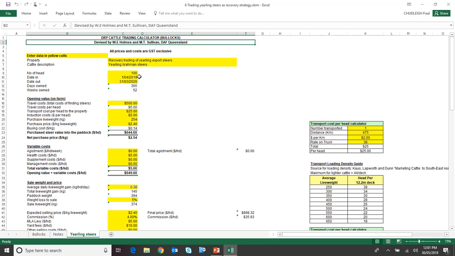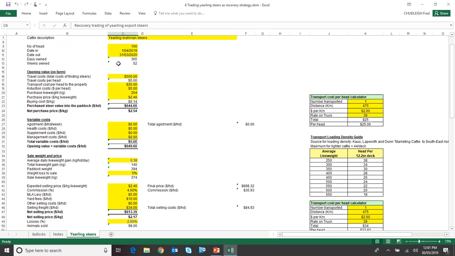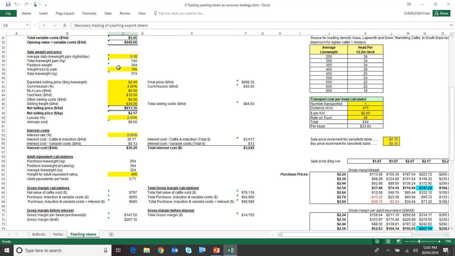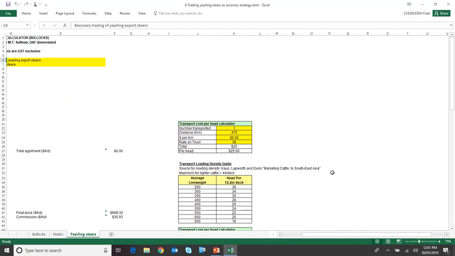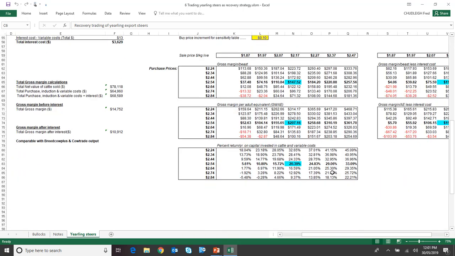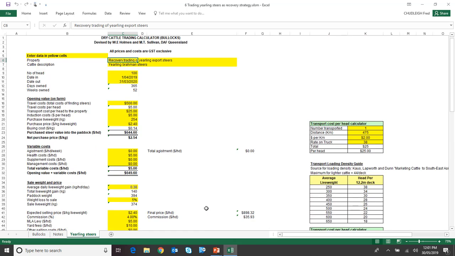We've got this normal sort of linear approach to doing the calculations, and over to this side we've got transport cost calculators and things like that, and tables to look at the sensitivity of the results. So let's start at the top. We can enter data in the yellow cells, recovery trading of yearling export steers.